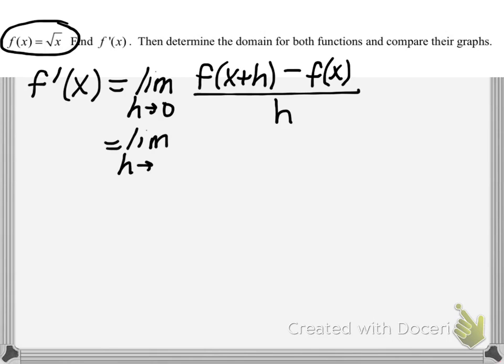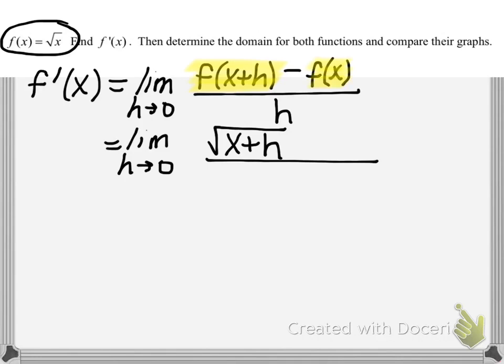So when we compute this, the first part is the f of x plus h part. Remember, that's telling you to take x plus h and to substitute it into your function, the square root of x. So that becomes the square root of x plus h. Then the second part tells us to just subtract. Here we're just subtracting f of x, the original function. So that's minus the original function, square root of x, all divided by h.